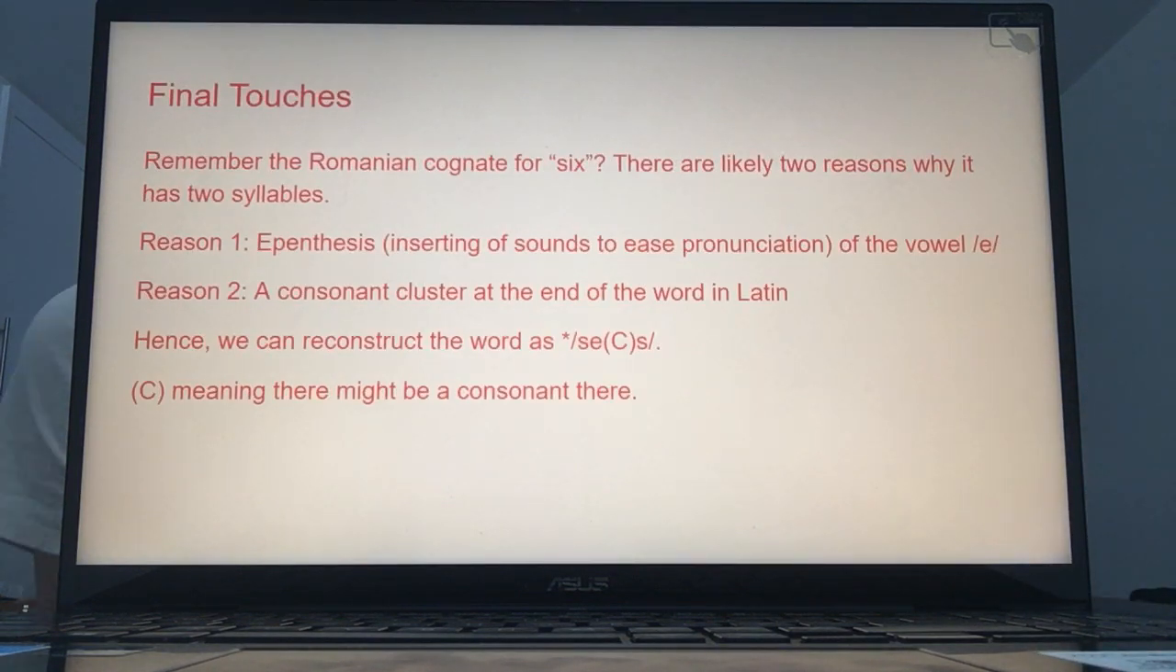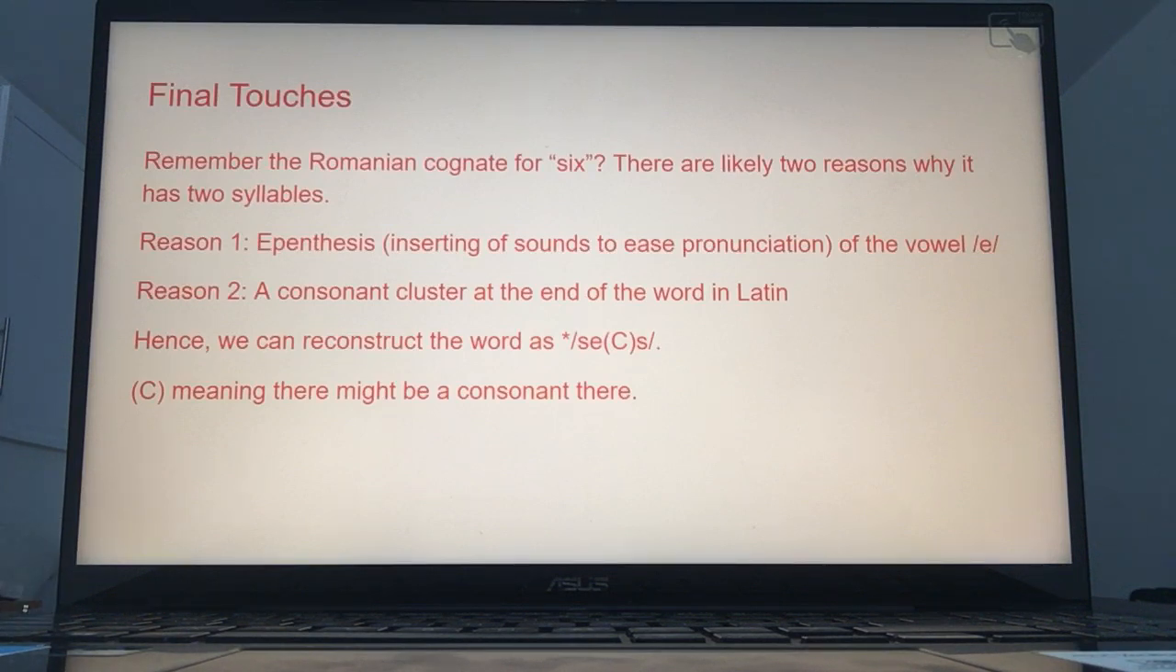So remember that two-syllable cognate for Romanian? Well, there's something that had to happen that caused that. So we could divide it into two scenarios. Scenario one, there was an epenthesis, which is just adding an additional sound to ease the pronunciation of a word. So we could say that maybe they just added an A at the end of the word to make it easier to pronounce. But scenario two could be that the word in Latin ended with two consonants.